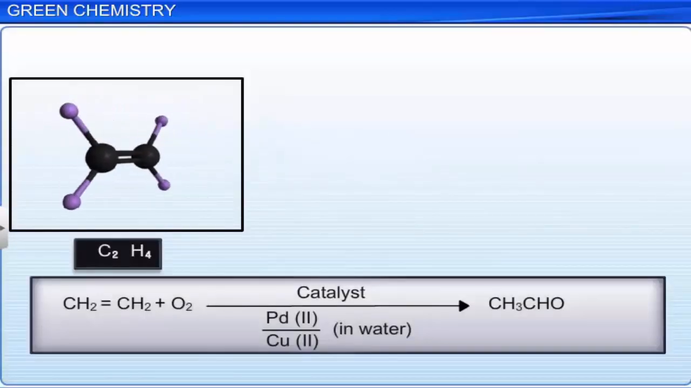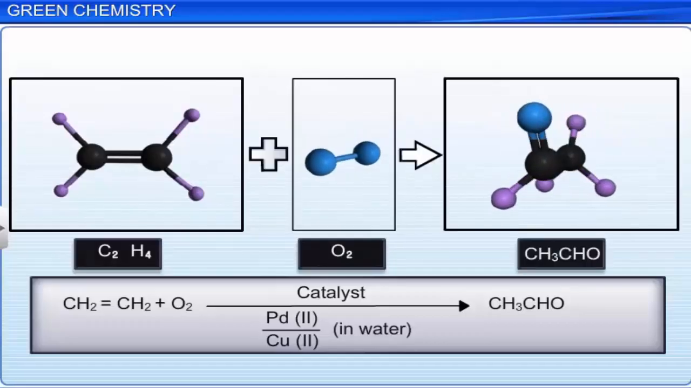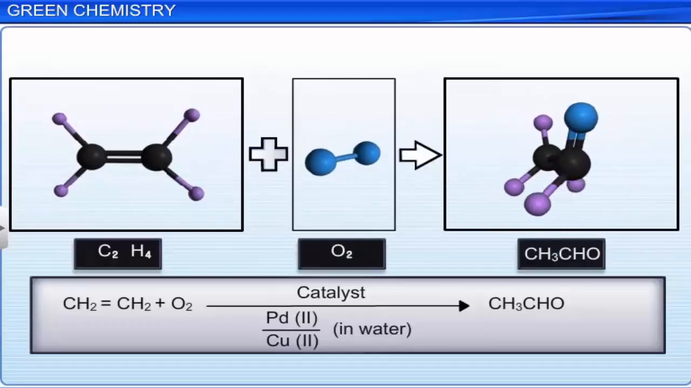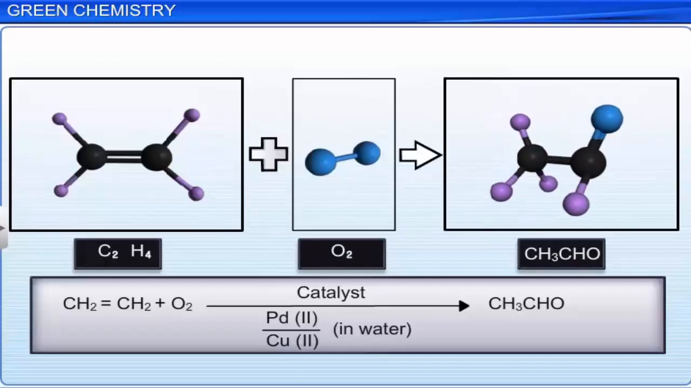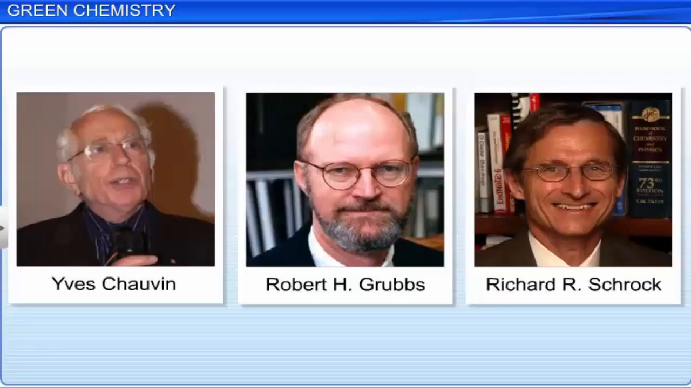In chemical synthesis, ethanol is now prepared by one-step oxidation of ethene in an aqueous medium in the presence of an ionic catalyst. This gives a yield of 90%. In 2005, Yves Chauvin, Robert H. Grubbs, and Richard R. Schrock won the Nobel Prize in Chemistry for work that reduces hazardous waste in creating new chemicals, which, in other words, involves the goal of green chemistry.